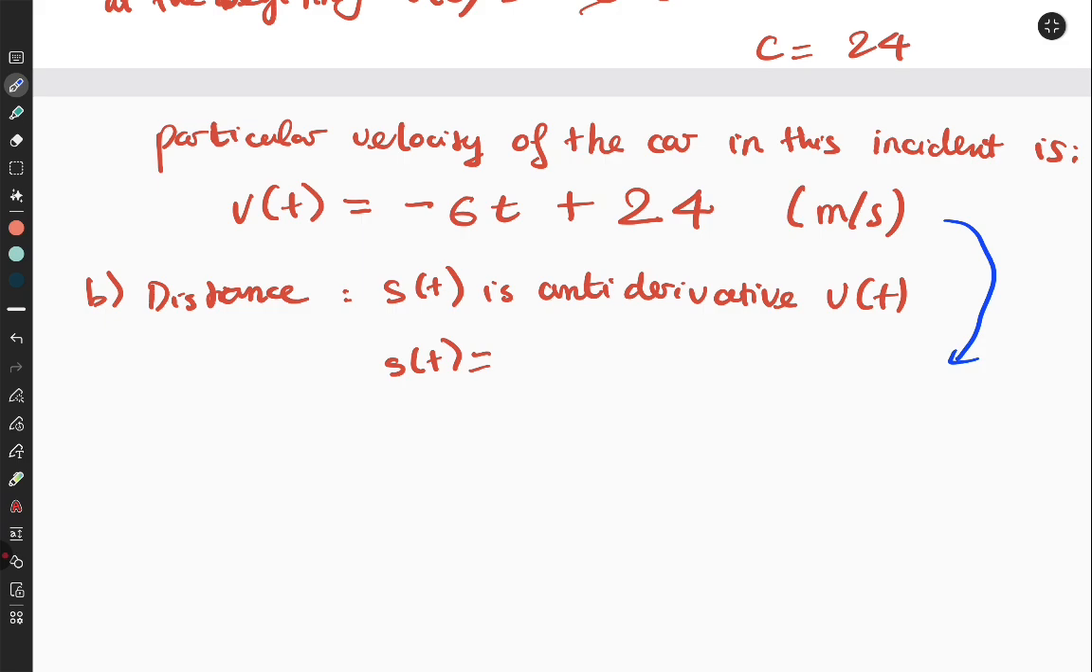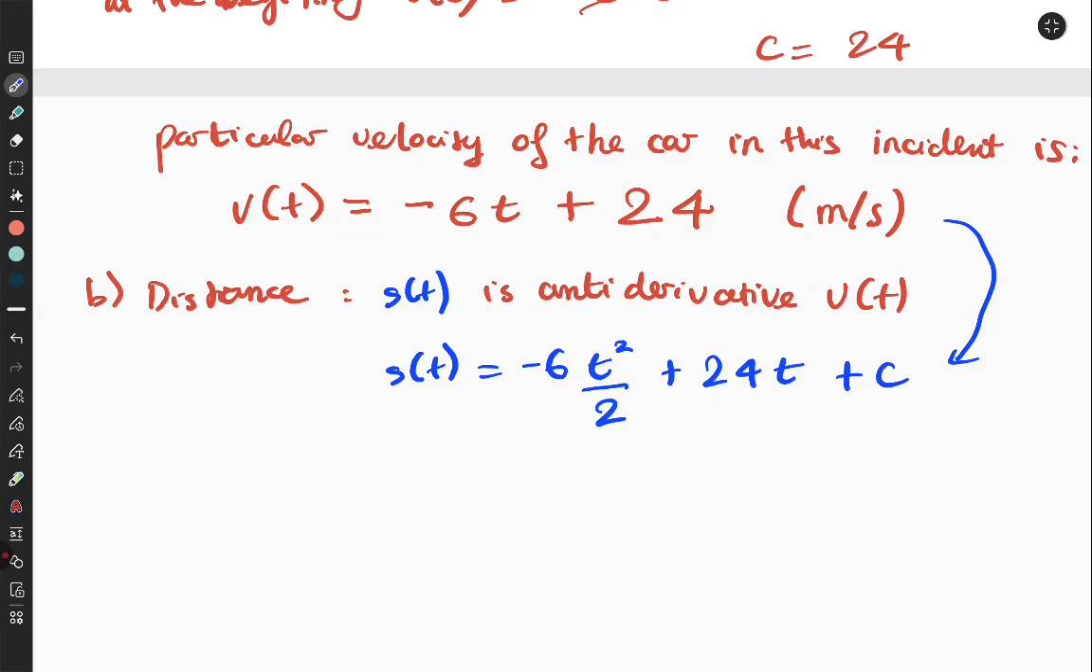I'm going to use S sub t, with the blue one. That would be negative 6 t square over 2, right? n plus 1 over n. How about the 24? 24t. And don't forget the c. And that will be the general distance for any case. We need to find a particular distance for this incident by finding that c.